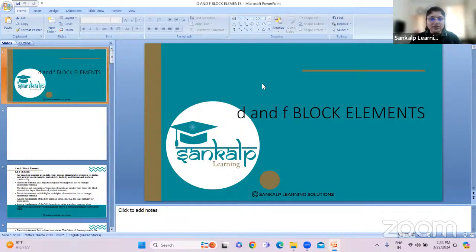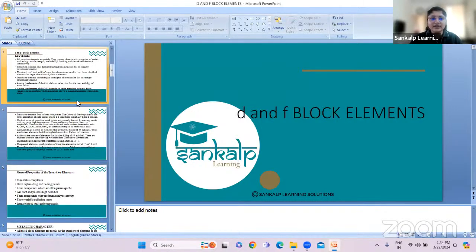What is the general electronic configuration of these d block elements? The general electronic configuration is (n-1)d 1 to 10, ns 1 to 2. So electrons are getting filled into the penultimate shell, and it gradually gets filled as the number of electrons increases with increasing atomic number.